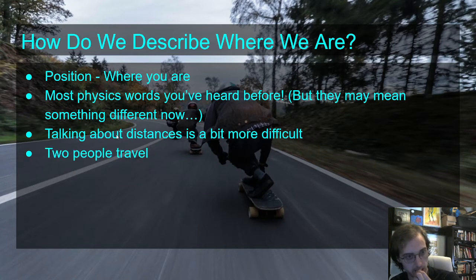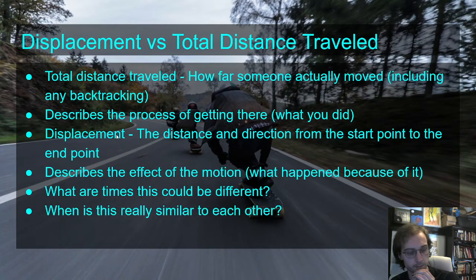This is really the difference between displacement versus the total distance traveled. Total distance traveled references how far someone actually moved. It includes any backtracking. Today, especially, we're going to be worrying about one dimension. Eventually we'll get up to more dimensions, but for now, it's either just forward or backwards. When you're describing total distance traveled, the definition is just the words: anytime there was any change in position, all of that is being tracked. It's everything along the way that matters. What's important about this is that it's describing the process of what you actually did.